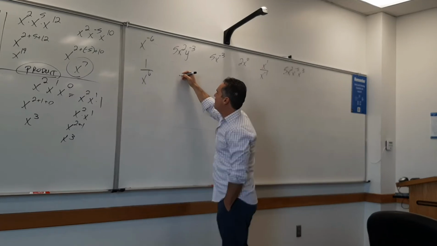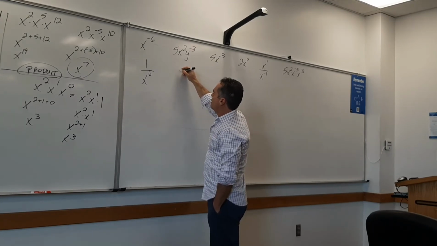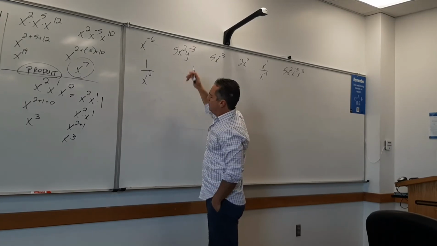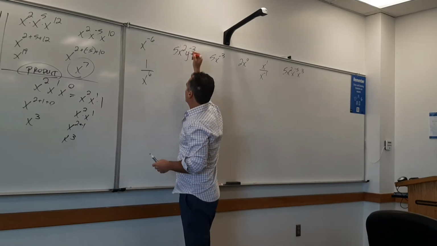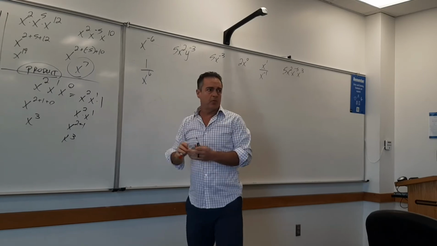Here we have 5x squared y to the negative 3rd. Well, check it out. There is a silent degree here. Okay, it is the 1. It's 5 to the 1 right there. Okay, that's terrible. We'll throw that away.